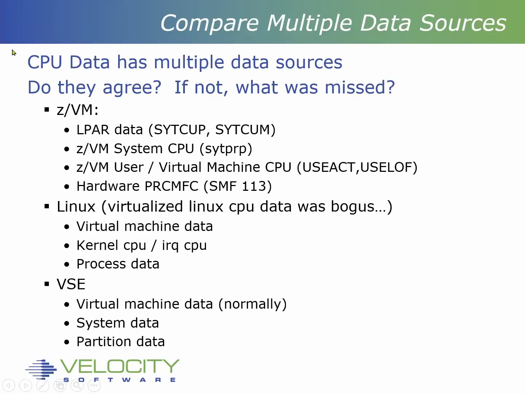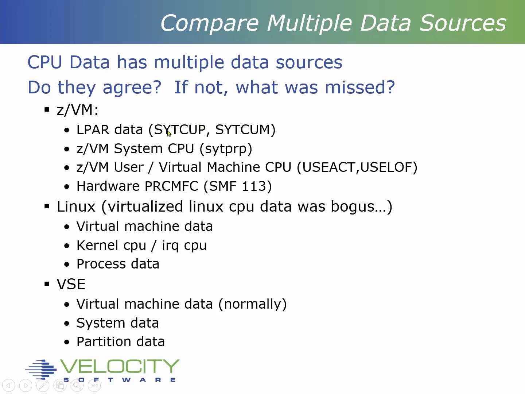If there are multiple CPU data sources, it's really nice if they agree. If they don't agree, I go back to Linux, because the data was totally bogus when it first hit the virtualized environment. Way back when, DOS/VS had the same issues as well. So the question is, if they don't agree, who's right and who's wrong, and how do you correct that? For VM, I look at LPAR data, and we have basically the same data as what shows up in zOS.